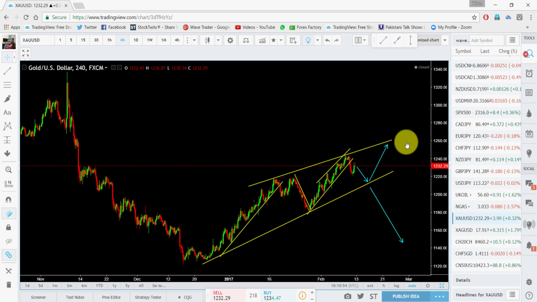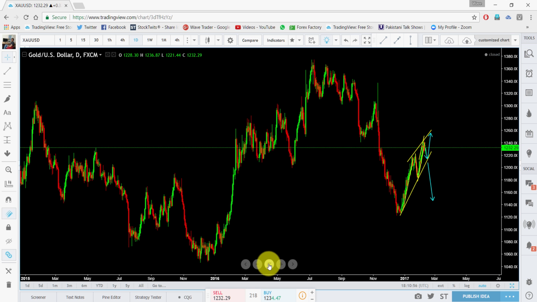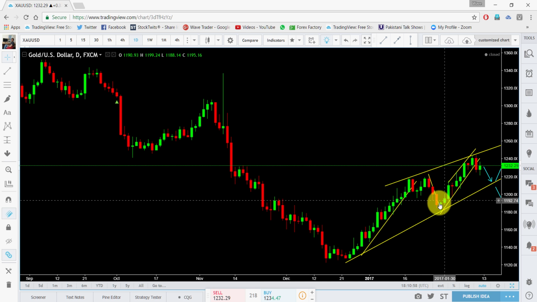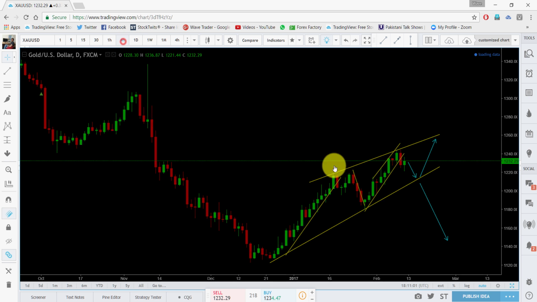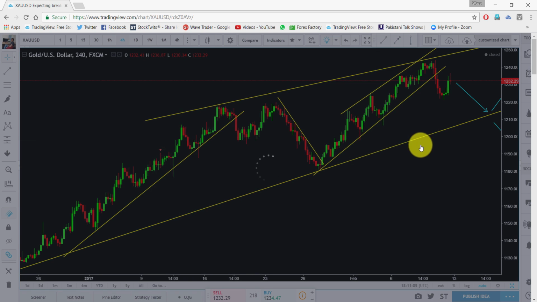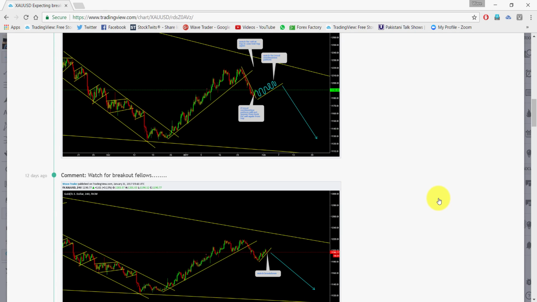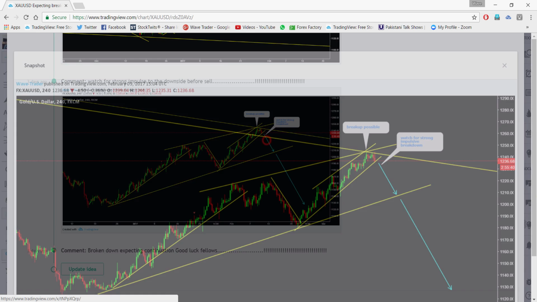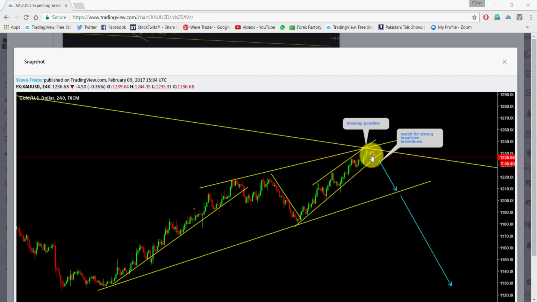Here we got the gold. We can see some price action on gold. We were anticipating a breakdown, an aggressive breakdown. You can see that. Watch for a strong impulsive breakdown at this place. We got the impulsive breakdown. Now we are looking for continuation.